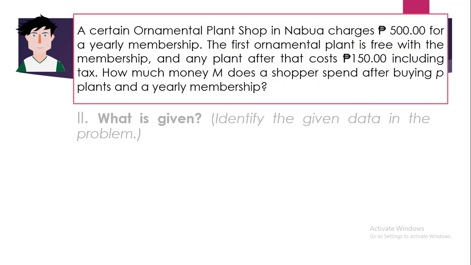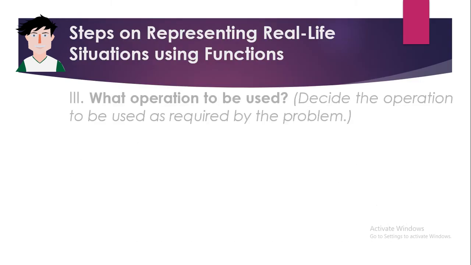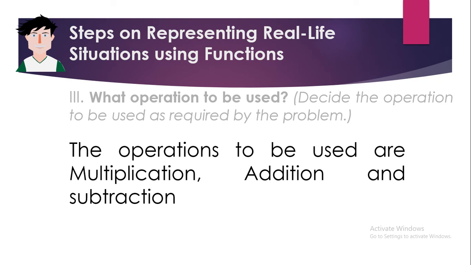Second step, what is given? The given in the problem are 500 pesos, which is the cost of yearly membership, and 150 pesos, the cost of any ornamental plant. But we need to take note that the first ornamental plant is free along with the membership. So step number 3, what operation to be used? The operations to be used are multiplication, addition, and subtraction. Multiplication because we need to multiply the cost of each plant to the number of plants you're going to buy. And you're going to add that to the yearly membership. And subtraction because you will subtract the first ornamental plant since it is free along with the membership.